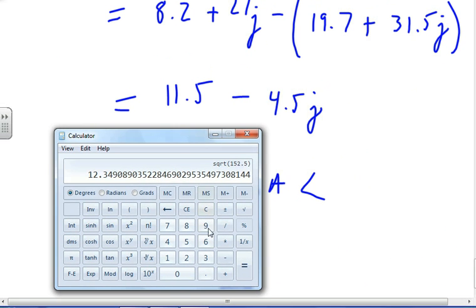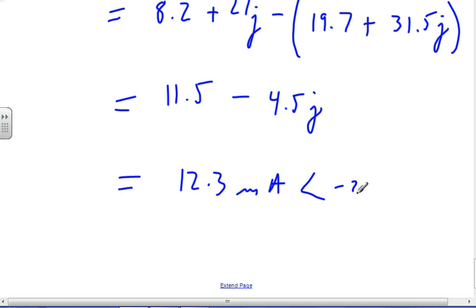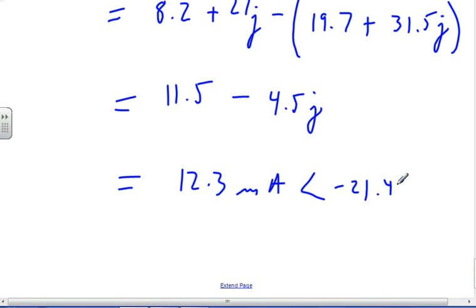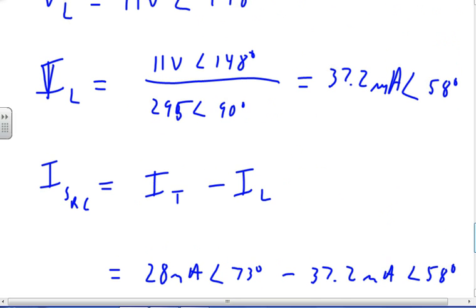Okay, so angle 4.5 on the top with a negative sign divided by 11.5 equals, where's my negative sign? Boom. Inverse tangent minus 21 what? 21.4 degrees. So that's my current through that.